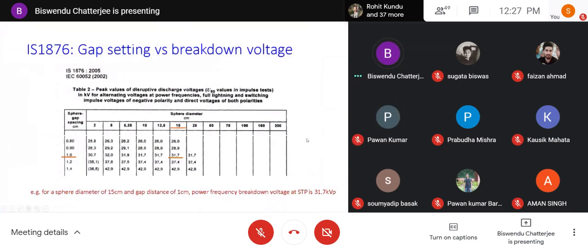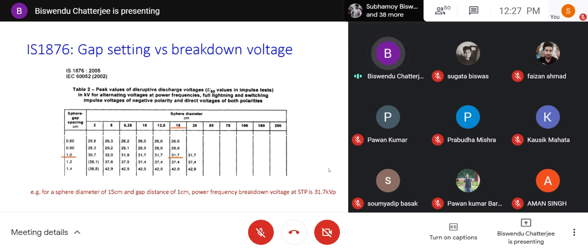Yes, sir. So suppose at 1 centimeter gap, can you see that the 31.7 kV is the peak? Again, you remember, breakdown occurs at the peak of AC voltage, not the RMS value. I repeat, breakdown occurs at peak. This is a good question, and I think this question will be asked in the examination. Breakdown never occurs at RMS value, it occurs at peak, because all insulation breakdown occurs at maximum electric field stress.